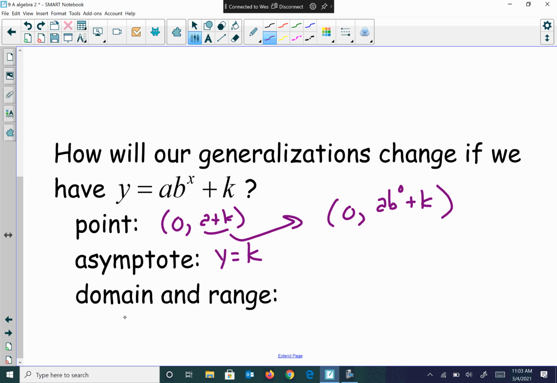The domain and range, domain still stays the same as negative to positive infinity. The range becomes k to infinity. And again, this is assuming that our a value is positive.